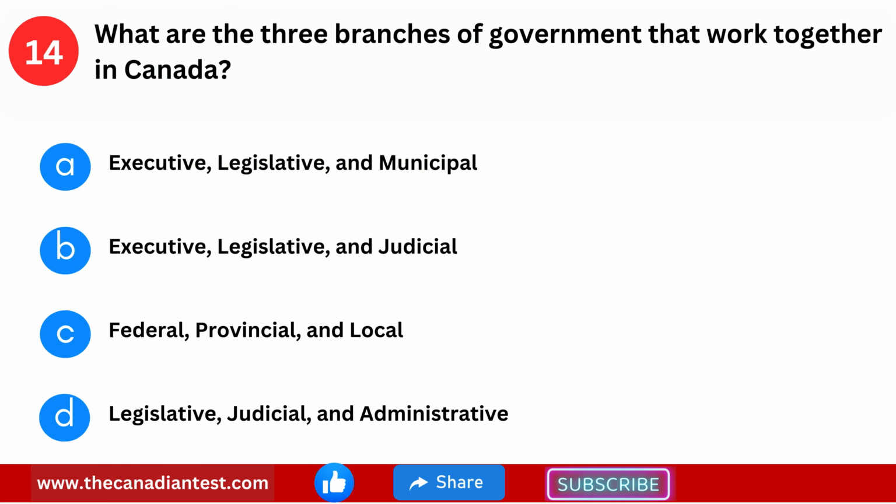What are the three branches of government that work together in Canada? Option A: executive, legislative, and municipal. Option B, executive, legislative, and judicial. Option C, federal, provincial, and local. Option D, legislative, judicial, and administrative.